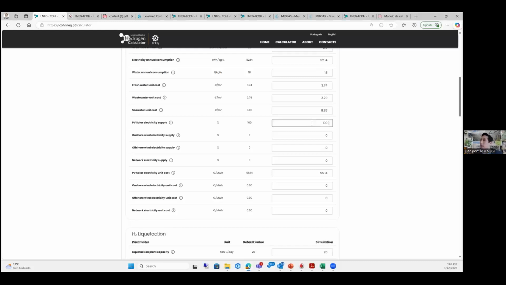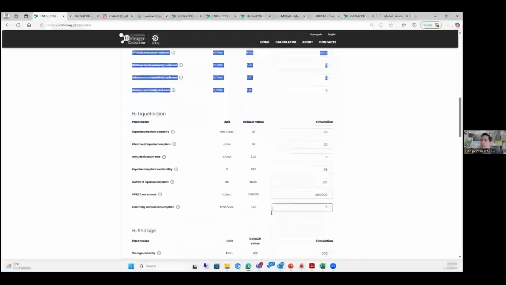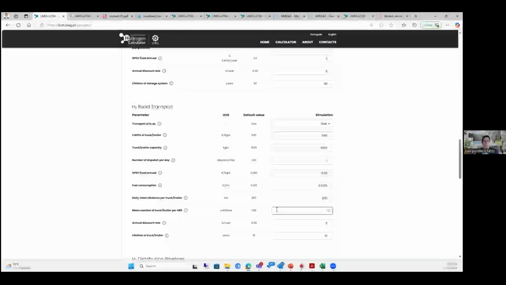So we can redistribute in here the different contributions of different electricity sources. And this is linked, of course, to different costs of electricity for our plant. So we can make this distribution. The liquefaction has some specific parameters that are related to the liquefaction, storage, and road transport. This is for you really to inspect later on.